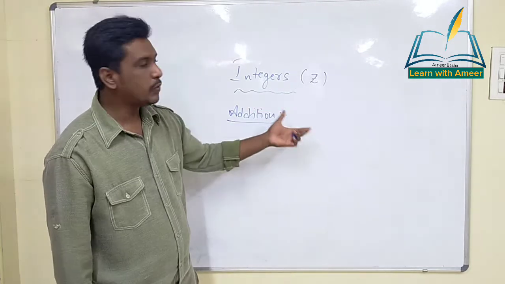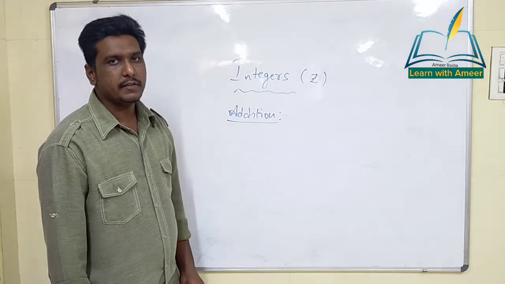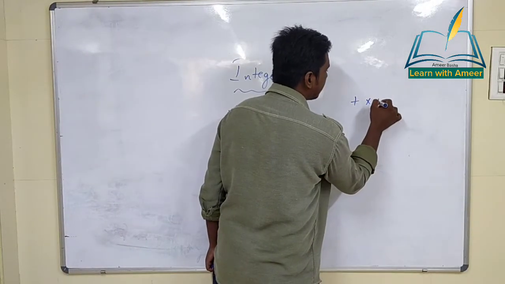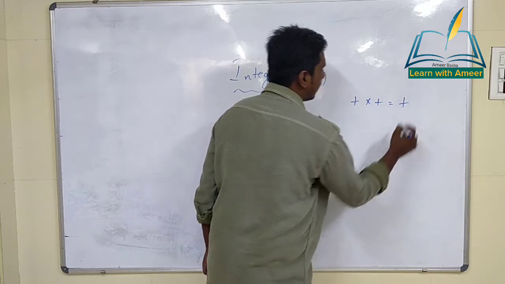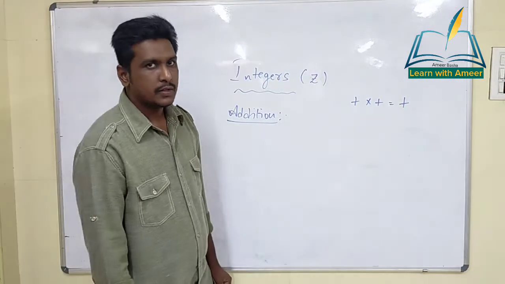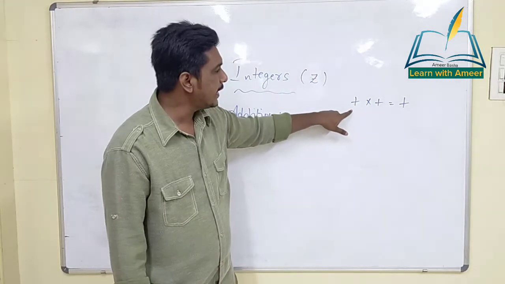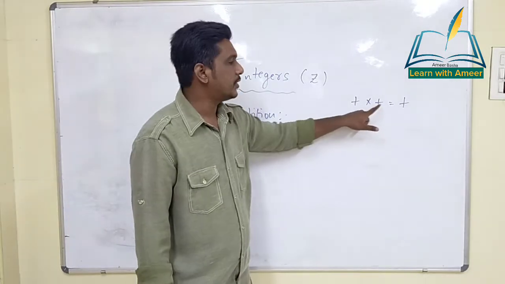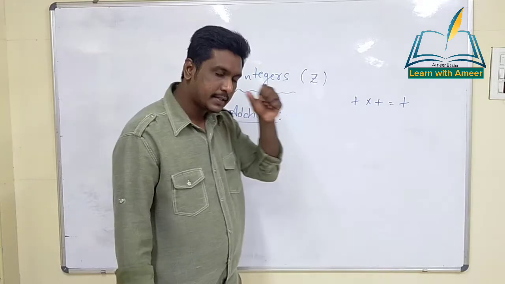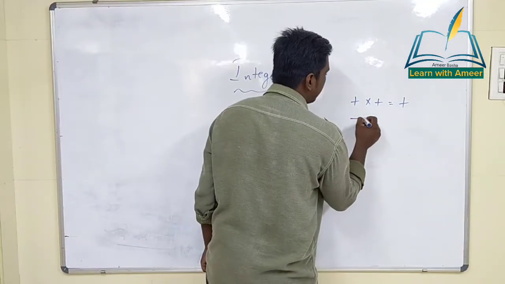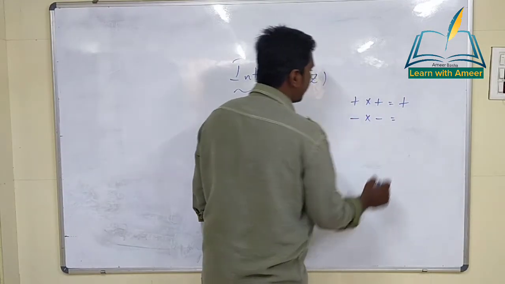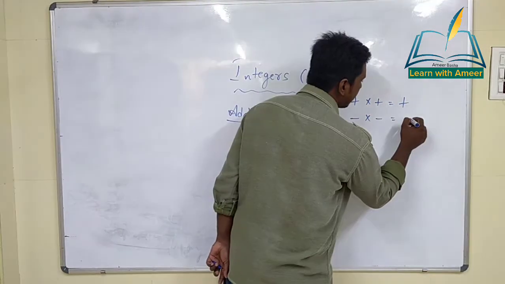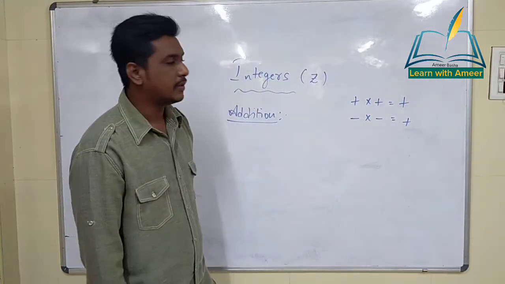In integers, if we know 4 rules, then it will become very easy for us. What are those rules? Whenever we are multiplying plus with a plus, we will be getting a positive number. So what is it, children? Whenever we are multiplying a positive number with a positive number, we will be getting a positive number. So plus into plus is plus. In the same way, whenever we are multiplying a negative number with one more negative number, what do we get, children? We again get a positive number.